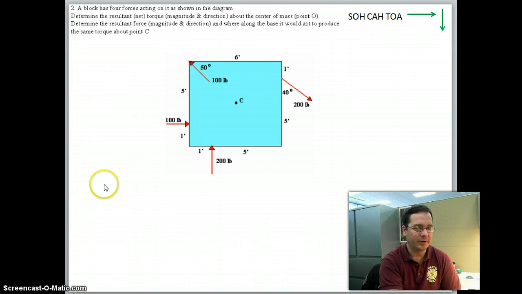This problem's got several elements, the first of which is calculating the moments, and it says about point O, but there's no point O in the diagram. And looking at the author's work on this, I believe he meant about point C.